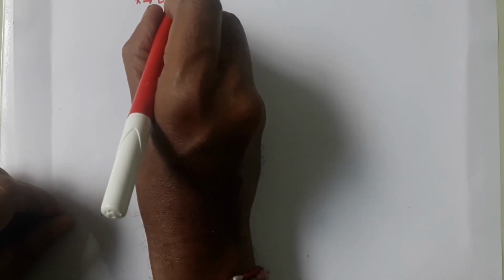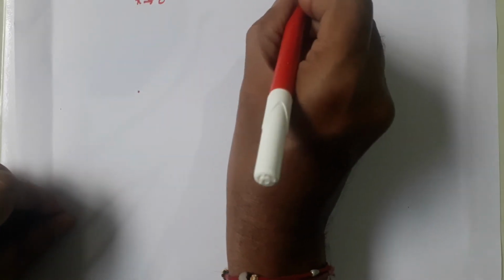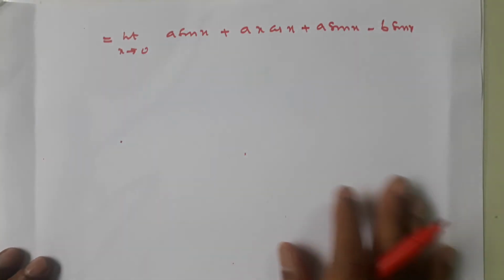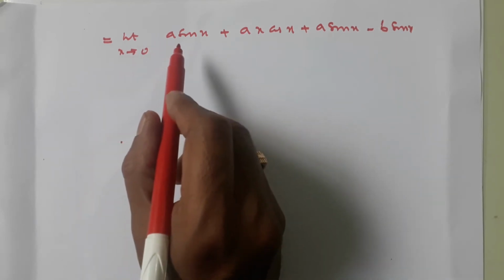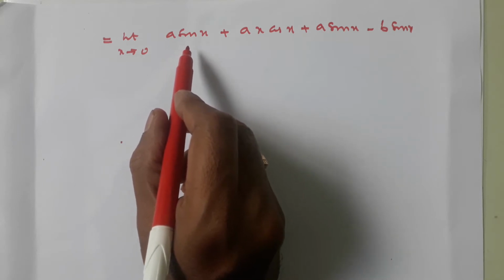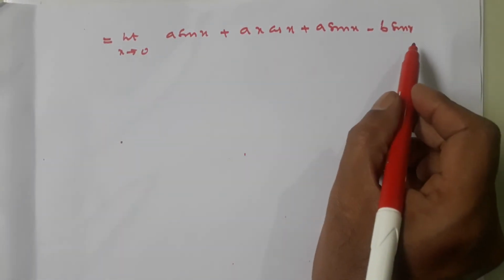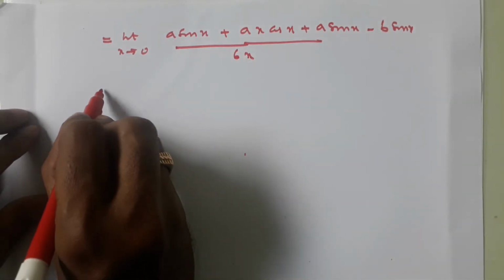The limit as x tends to 0 of: 1 minus A cos x, 1 is 0, minus A cos x is A sin x from the previous step, plus A x cos x plus, by the UV method, A sin x minus B sin x, whole divided by 3x square differentiated, which is 6x. This is equal to, apply the limit value now.